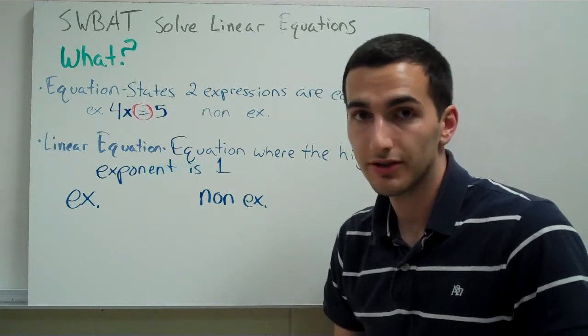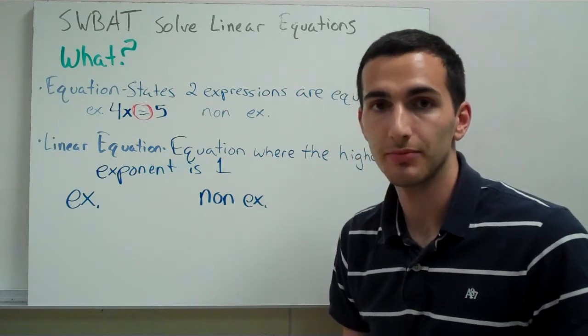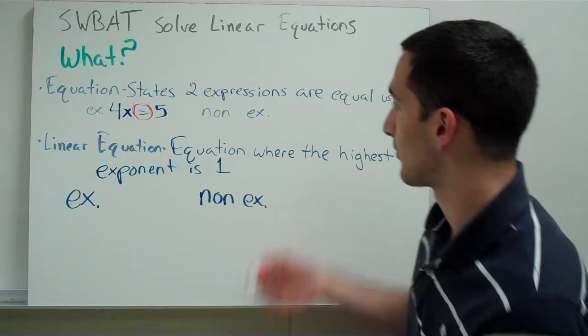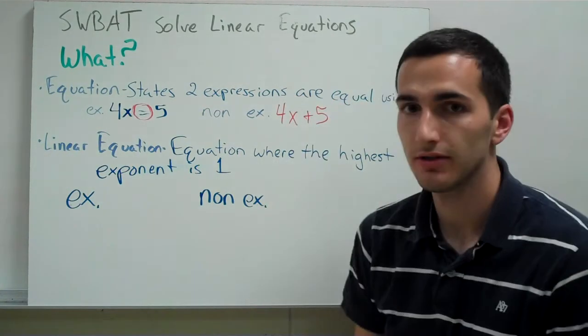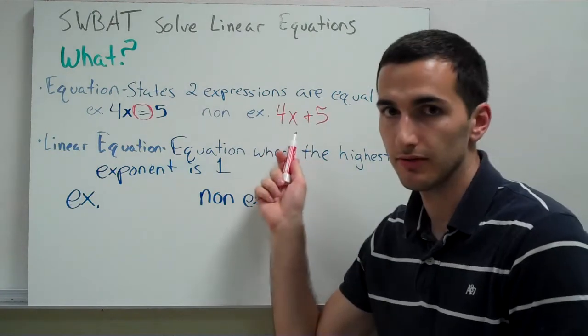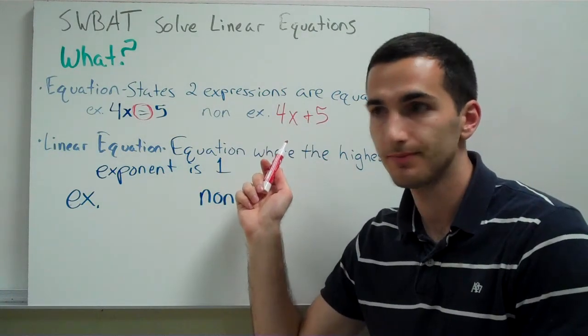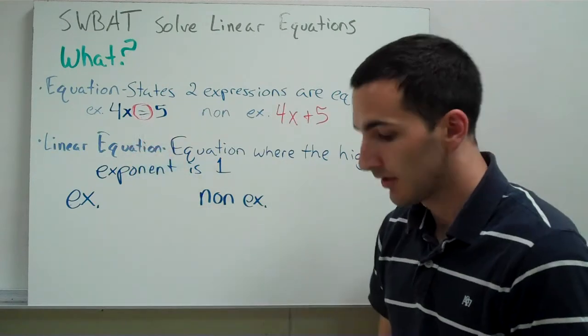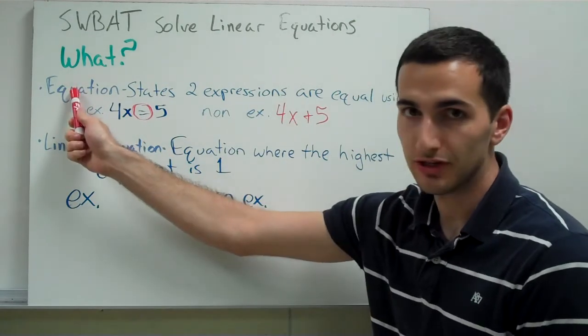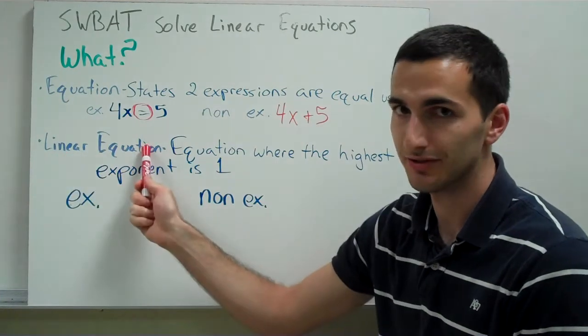So, knowing that the key to the equation is the equal sign, we can make a non-example, and of course that will not have an equal sign. Notice we have 4x plus 5 with no equal sign in this problem. That's just called an expression. This is an equation. Now that we know what an equation is, we can move on to a linear equation.